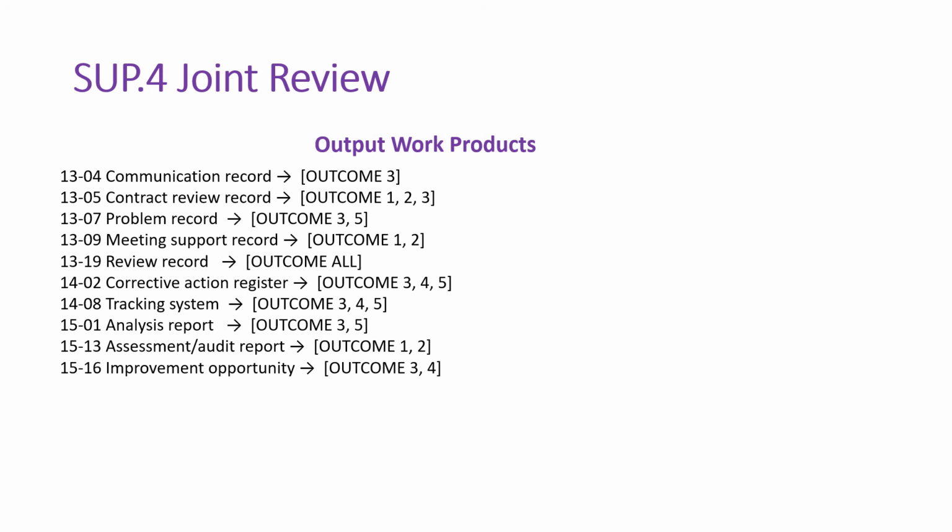Improvement opportunity is an outcome of the audit report, so you will have an opportunity for improvement, such as a small finding, a minor finding I can say, or any other. So if you implement it in your project, then your project will be in good shape. So these are all the outputs of the joint review.